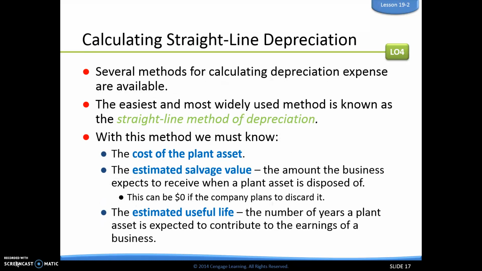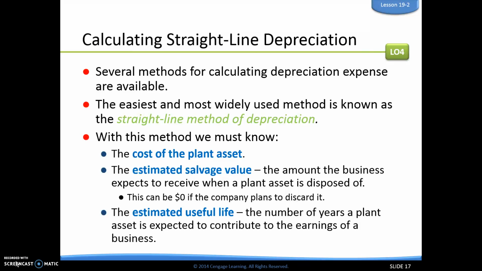Now, there are lots of different methods for calculating depreciation, and we'll talk about some of those later in this chapter too. But for now, what we're going to worry about is just straight line depreciation. So it is the easiest and most widely used method. And the three things that we need to know in order to calculate straight line depreciation is the cost of a plant asset, the estimated salvage value, which is essentially how much is the business expected to receive when we go to dispose of that plant asset.